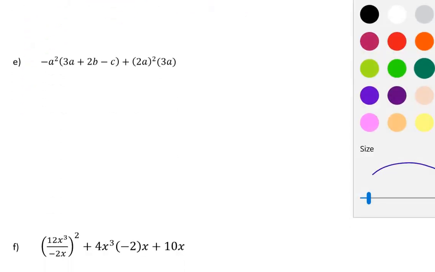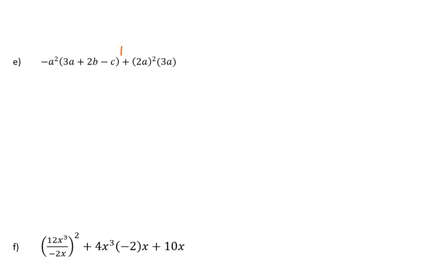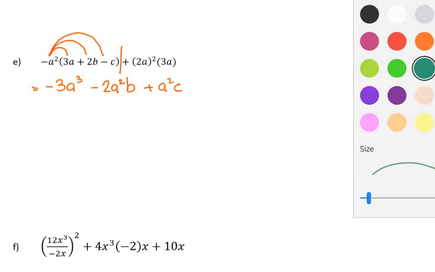Same 3 steps. Divide into terms. There are 2 terms here. Let's simplify our first term. Distribution: minus 3a cubed minus 2a squared b plus a squared c. So that was distribution. Now again, look at my next term.